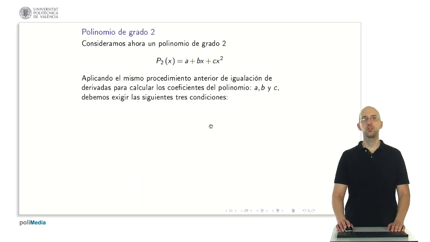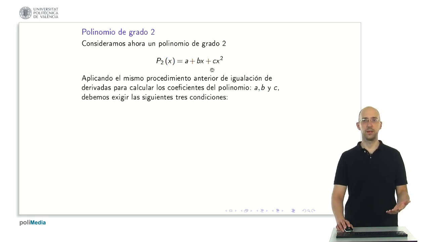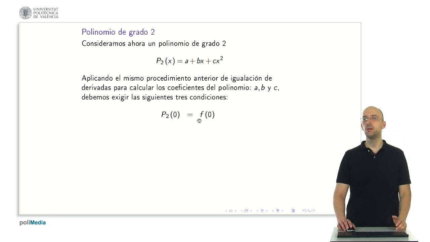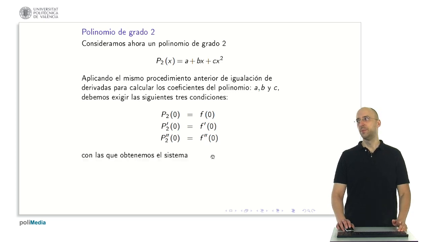Let's repeat the process using a polynomial of degree 2. The procedure is the same, and this time we consider a function of the form a plus bx plus cx squared. What do I need to do? Since I have three unknowns, a, b, and c, I require three equations to solve the system. The equations are straightforward. The values at 0 match, the first derivatives coincide, and now I'll also demand that the second derivatives are equal, ensuring a smooth transition.